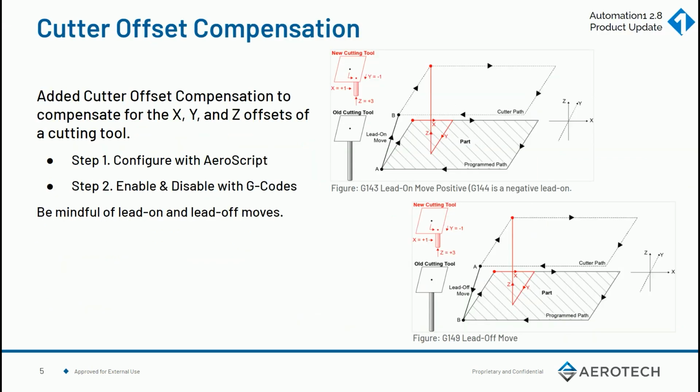Also coming out of beta in this release is a cutter offset compensation feature. This allows you to compensate for the X, Y, and Z offsets of a cutting tool. You simply configure this with AeroScript, and you enable it and disable it with G-code. Please be mindful of lead-on and lead-off moves when using these features.